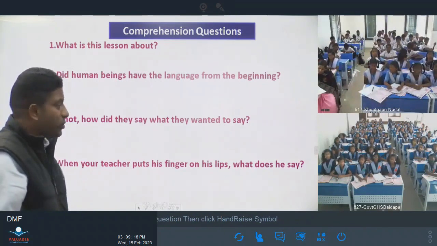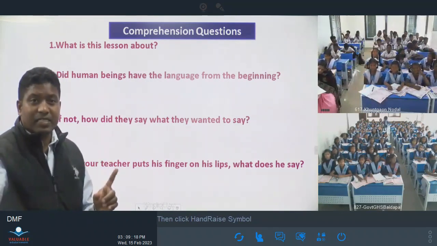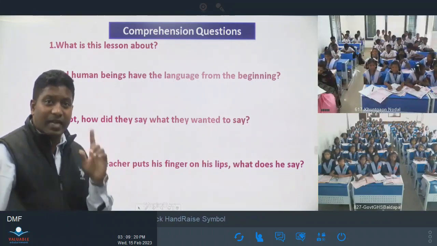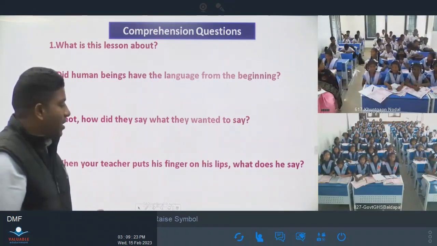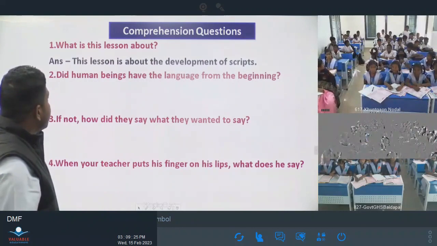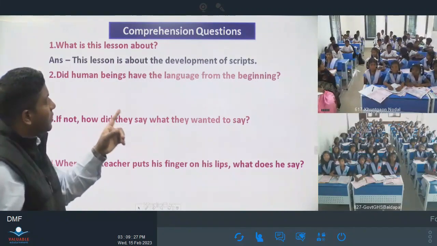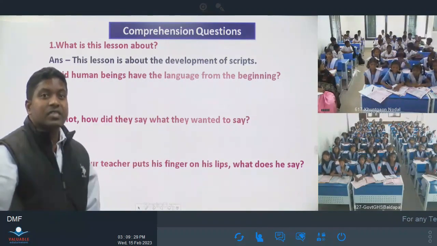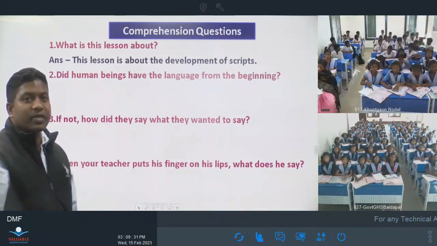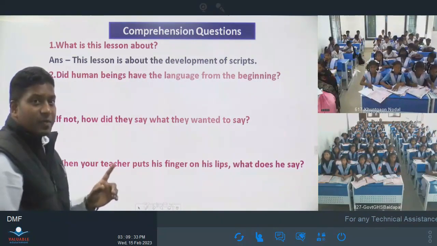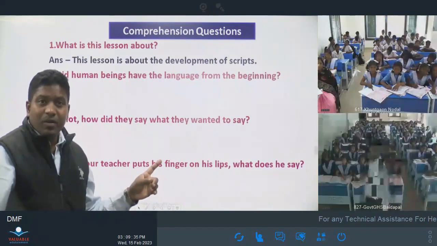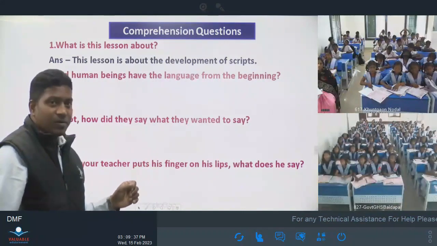When we read through both the paras, what did we learn? We learned that this lesson is about the development of scripts. We learned about that in the two paragraphs.